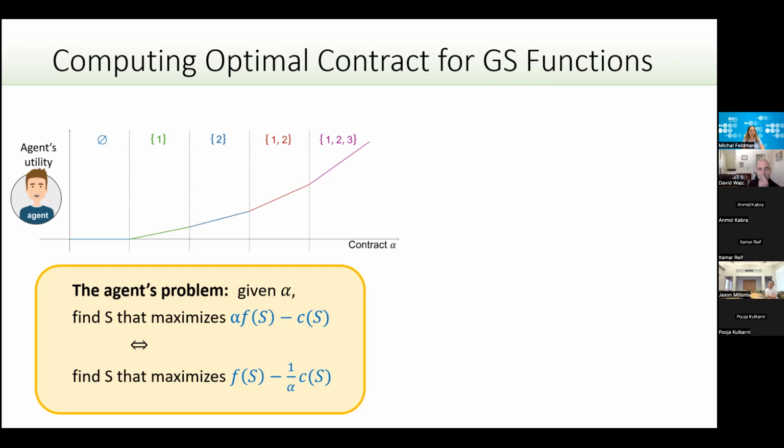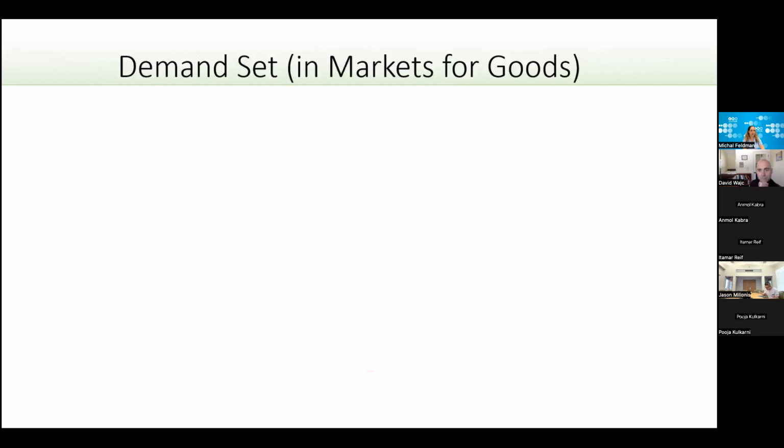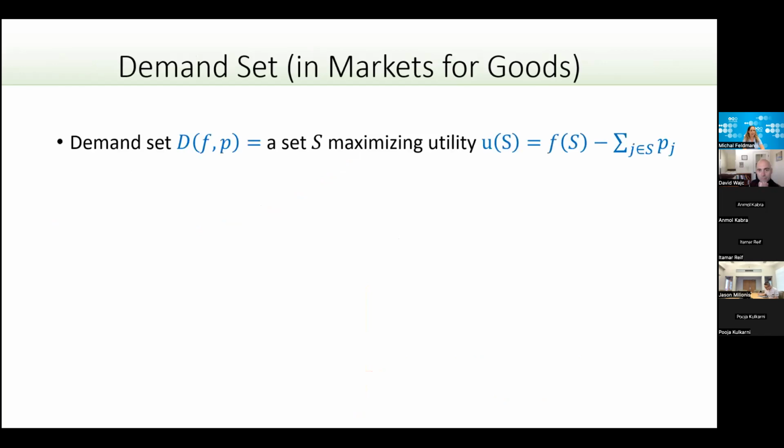Those of you who worked on combinatorial actions and demand queries, it rings a bell, because maximizing this S is precisely solving a demand set with prices C over alpha. C is additive. This is in markets for goods. So let me very fast tell you what a demand set is. Think about an agent, and the agent has valuation function F, mapping sets of items to values, and item prices P that are additive.